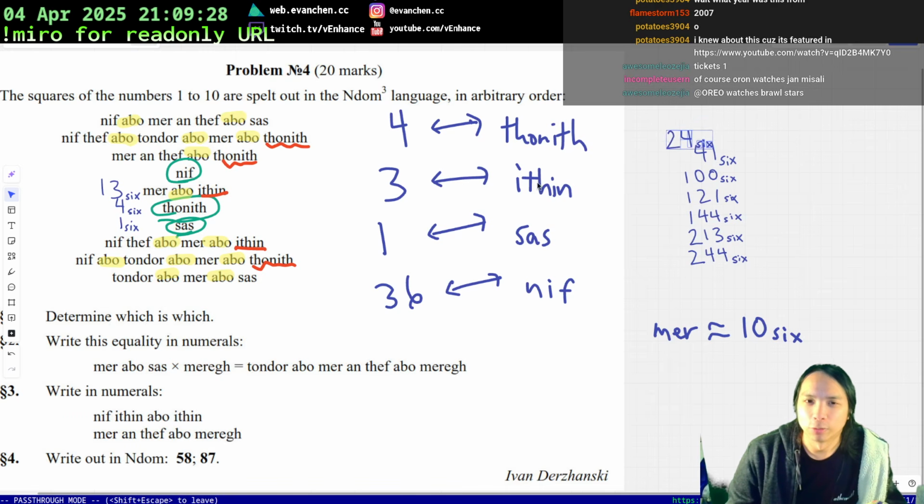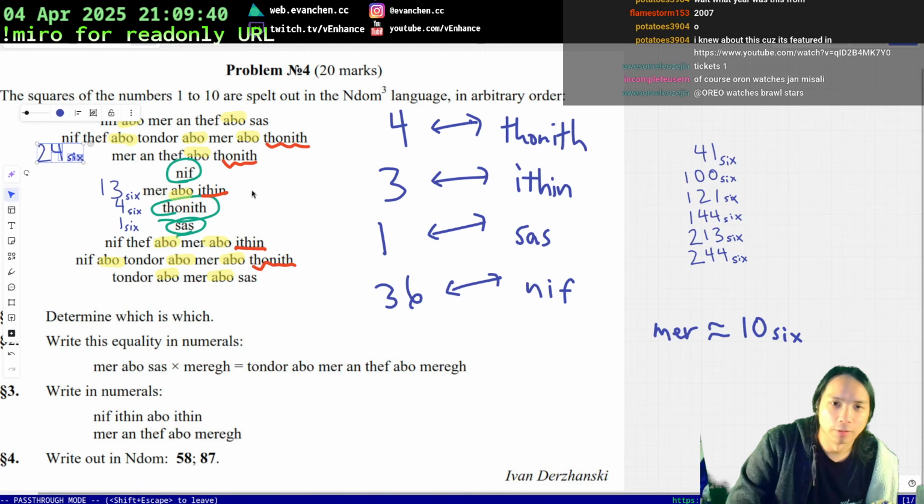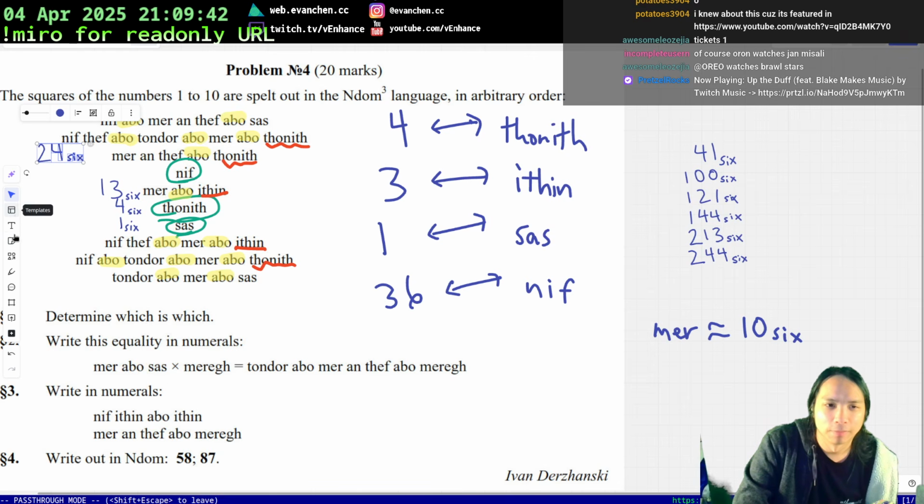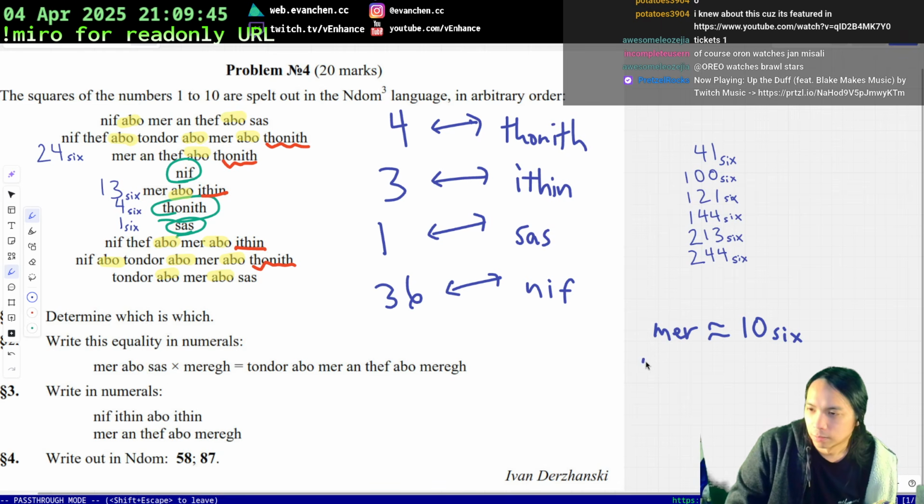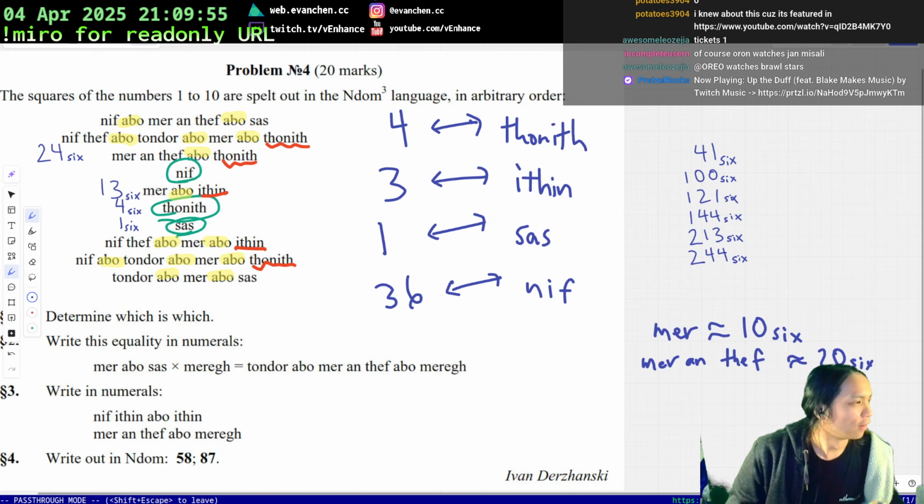And then 2 4 6. Which one do we decide? It's like mer and thef thonith, right? Presumably, because the others get longer and longer. So we're just gonna write mer and def is like 2 0. And then 4 1 6.